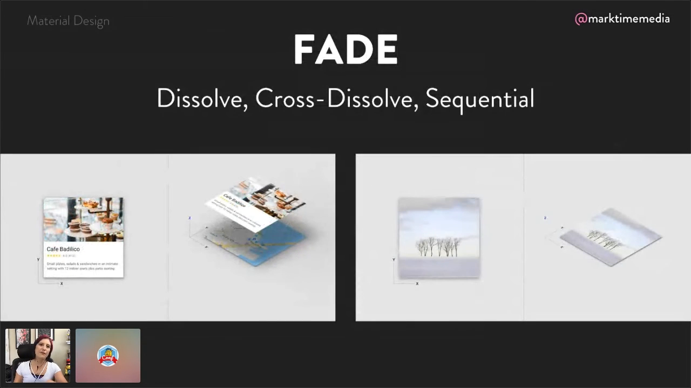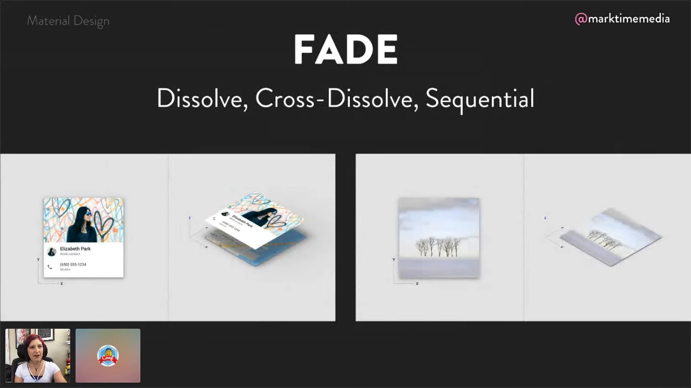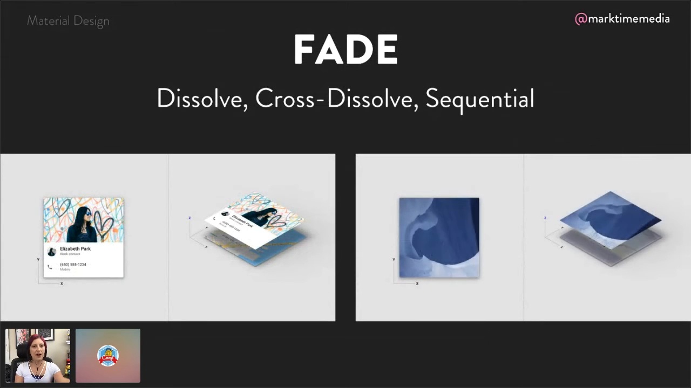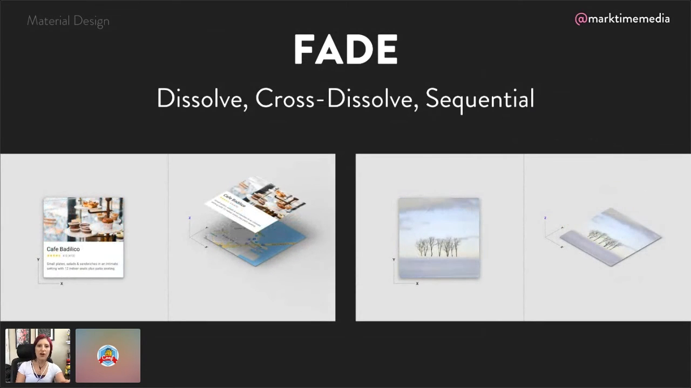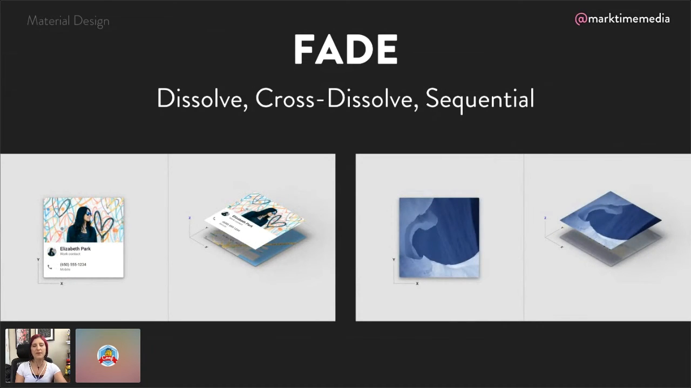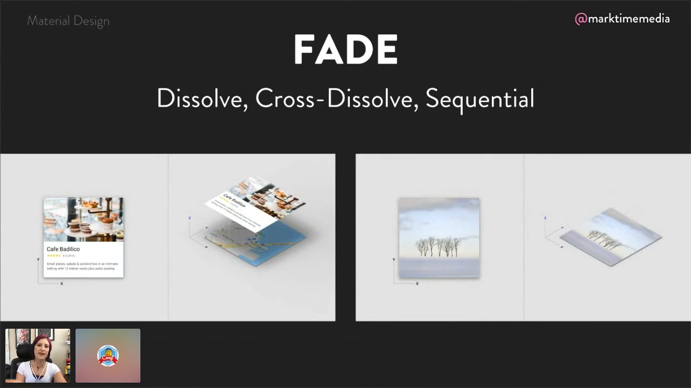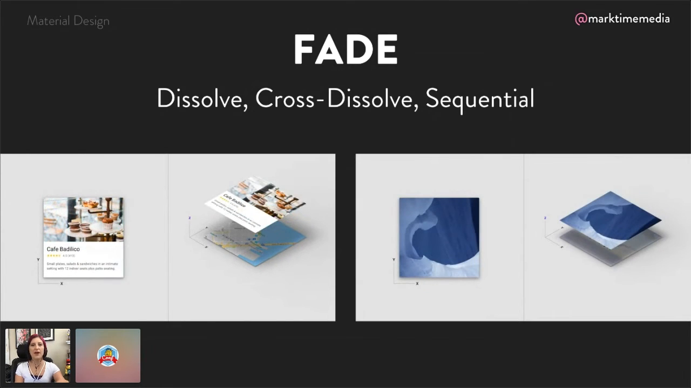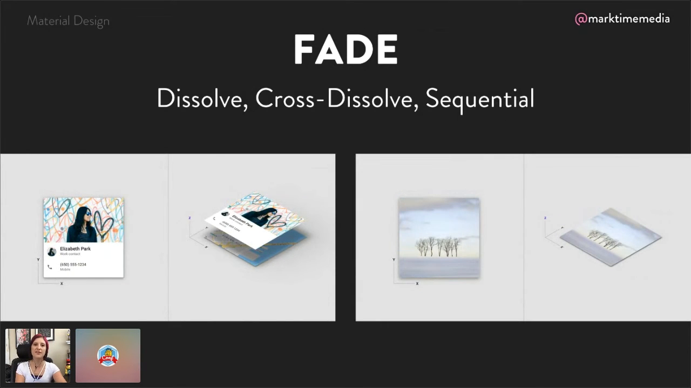There are also several different kinds of fades that we can have. There's a dissolve or a standard fade where something just fades out. There's a cross dissolve or a simultaneous fade where something is fading out as something is fading in. And there's also a fast through, which is basically where something fades out and then something fades in. That's also called a sequential fade.